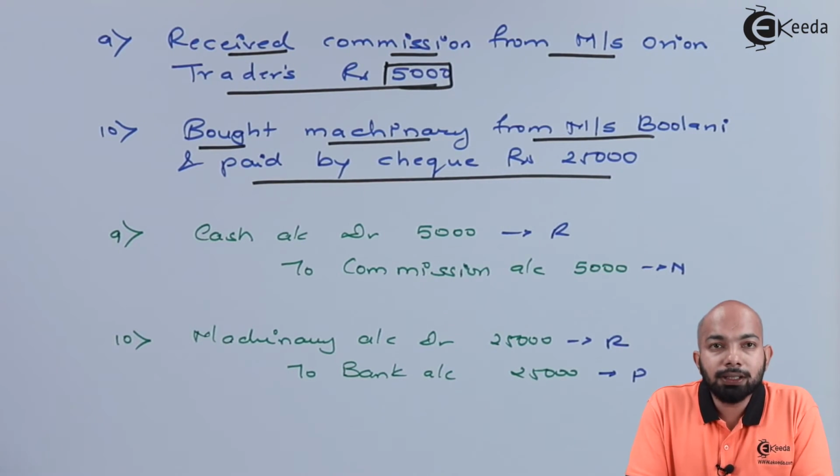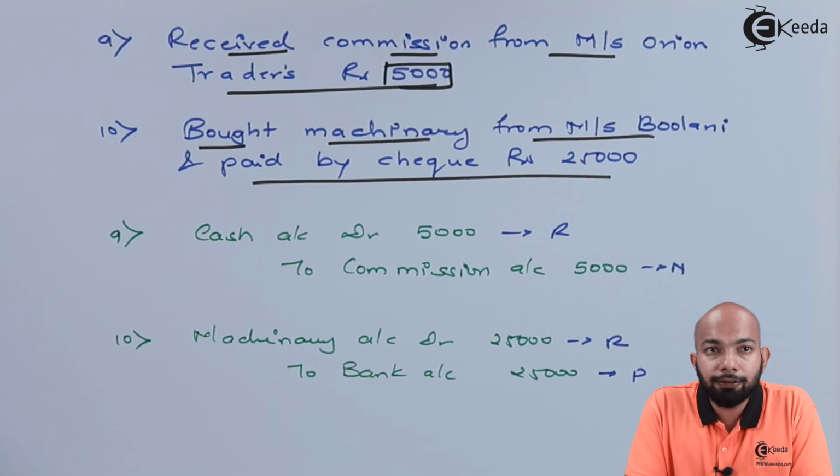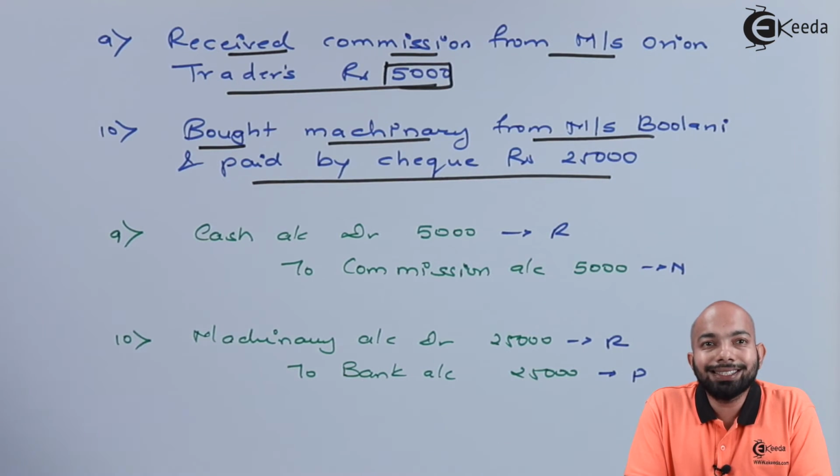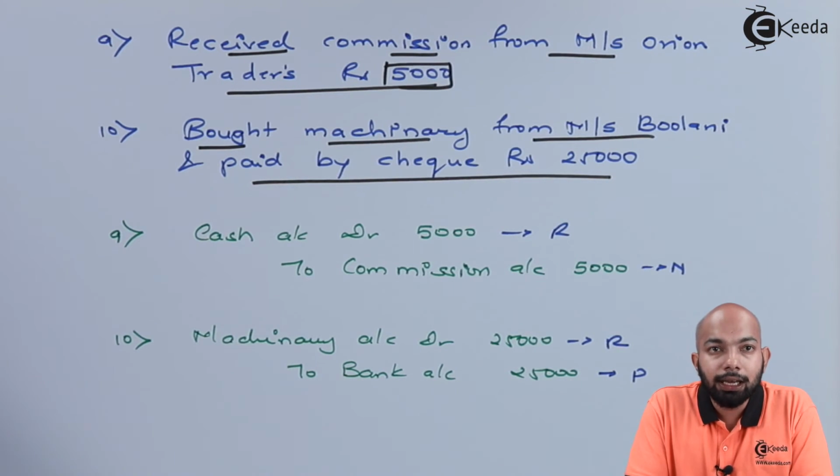Bought machine from Mrs. Bulani and paid by check rupees 25,000. That means we have purchased a certain asset from Mrs. Bulani and we have given out a check of rupees 25,000. Hence we'll check that the asset has been debited. That means the asset has been procured. Machinery account will be debited for sure. What is going out? Check is going out. That means you're paying it out of your bank account. Hence bank account will be credited.